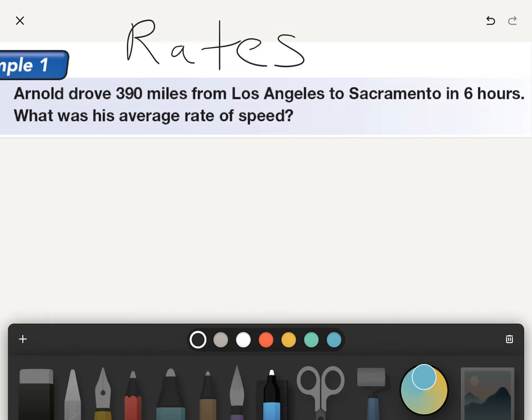So in our first situation, Arnold drove 390 miles from Los Angeles to Sacramento in 6 hours. What was the average rate of speed? So really simple, right? Yeah, these first few ones are pretty reviewy. So I think this first one will just have someone. How would you get that? So you divide 390 miles by 6 hours, and you get 65 miles per hour.